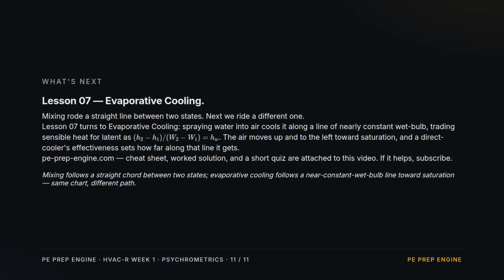Next up, Lesson 7, Evaporative cooling. Mixing rode a straight line between two states. Evaporative cooling rides a line of nearly constant wet bulb, trading sensible heat for latent as water evaporates and the air moves towards saturation.